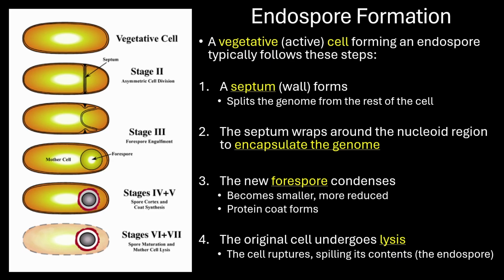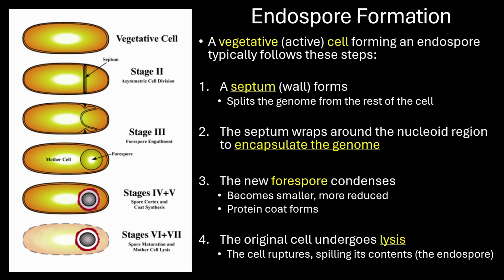So when these spores form, it kind of follows this pattern. There's a bit of variation here depending on the species, but in general, this is the cycle. You start with a vegetative cell. This is the active cell, a normal, healthy cell that's going about its business, doing bacteria things.